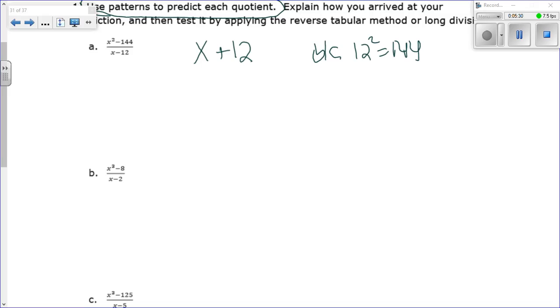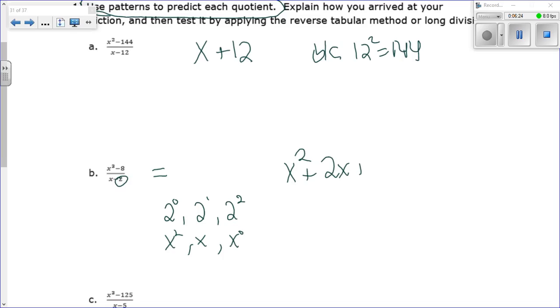My next one, x cubed minus 8 divided by x minus 2. This would actually be a perfect cubes problem because x cubed is a perfect cube and 8 is a perfect cube. And I'm dividing by x minus 2. So using what we did on the last page, 2 to the 0, 2 to the first, 2 to the second. My exponents would be x squared, x, and x to the 0. So my actual answer is x squared plus 2x plus 2 squared, which is 4, so just plus 4.